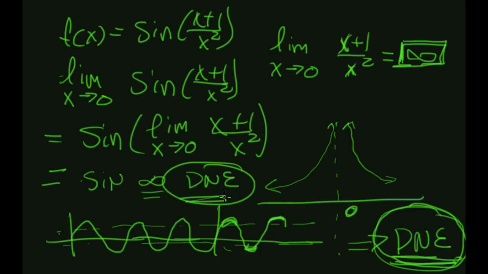Now, how do I know that that is not an asymptote? Okay, so let's think that through. Okay, so I have three possible situations.